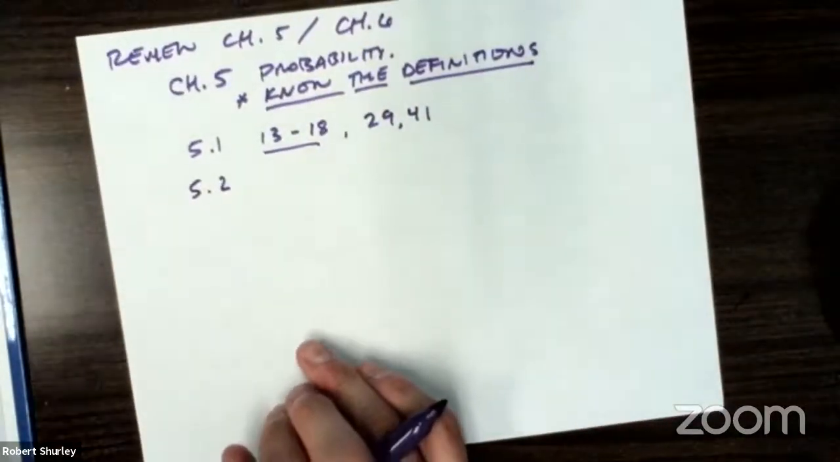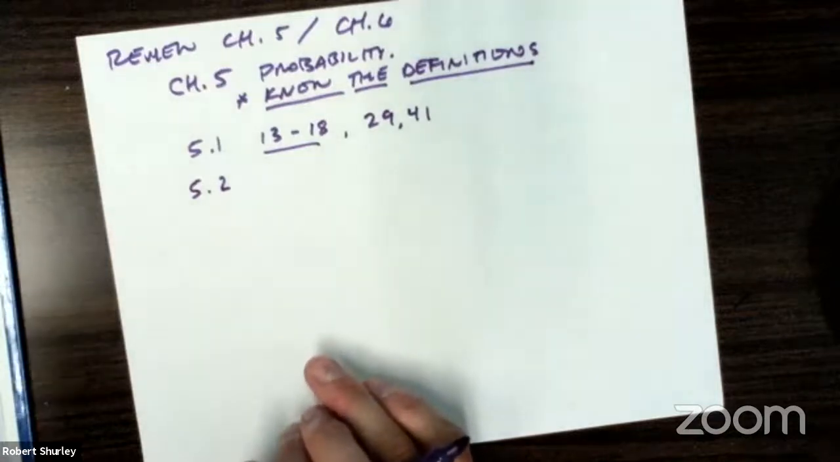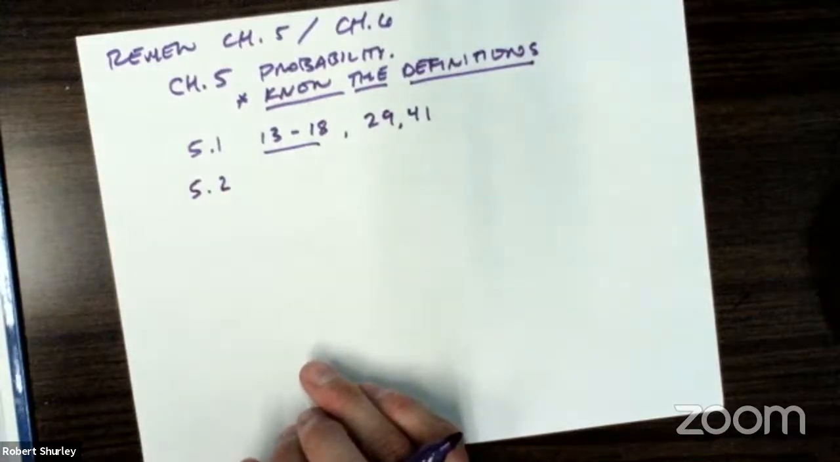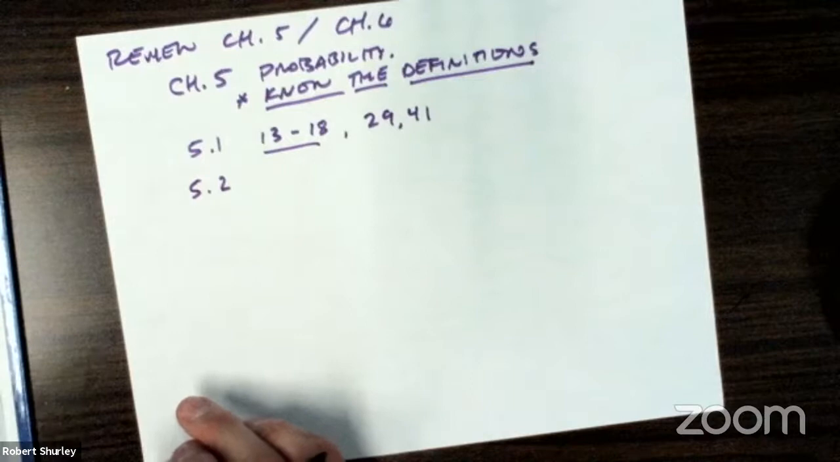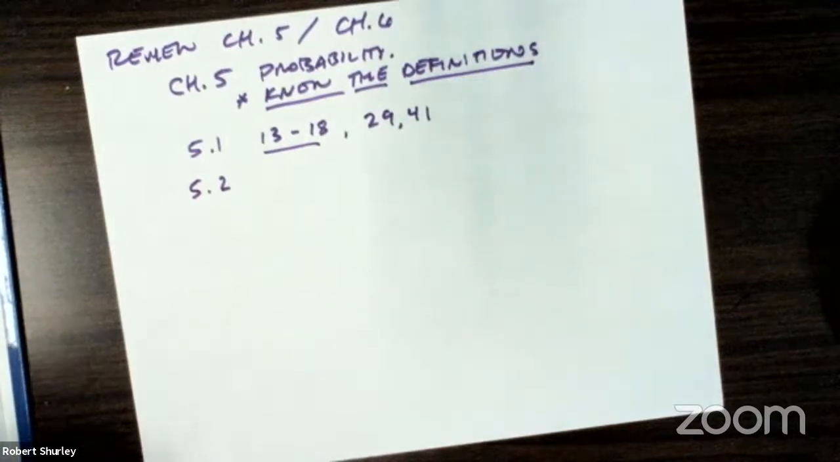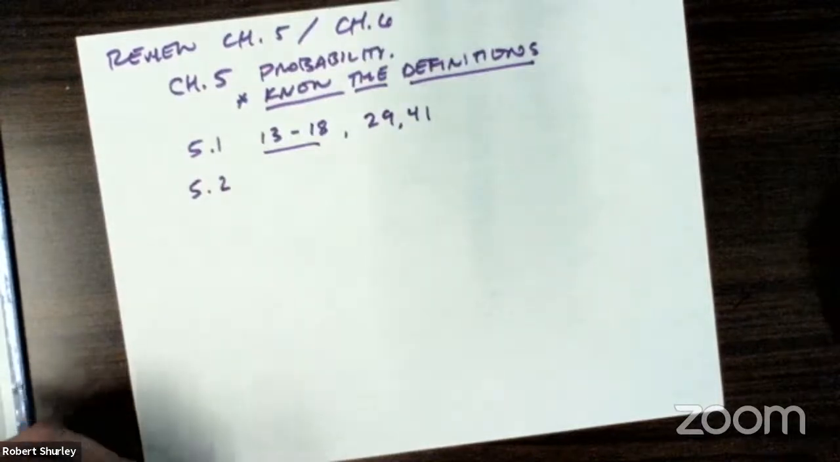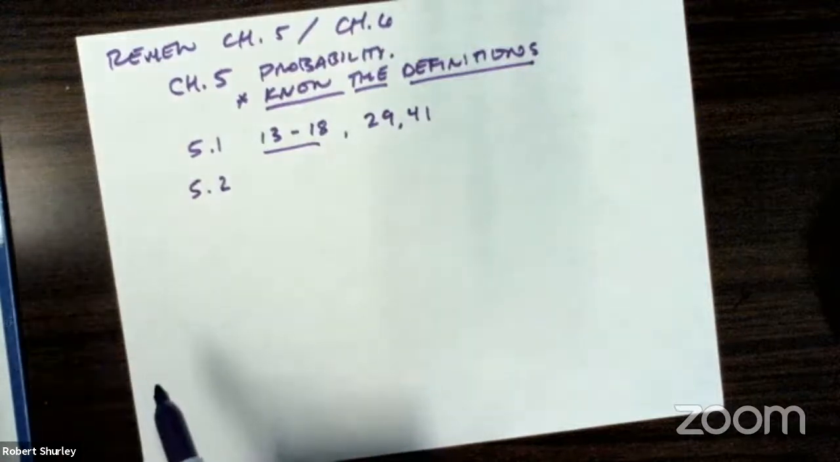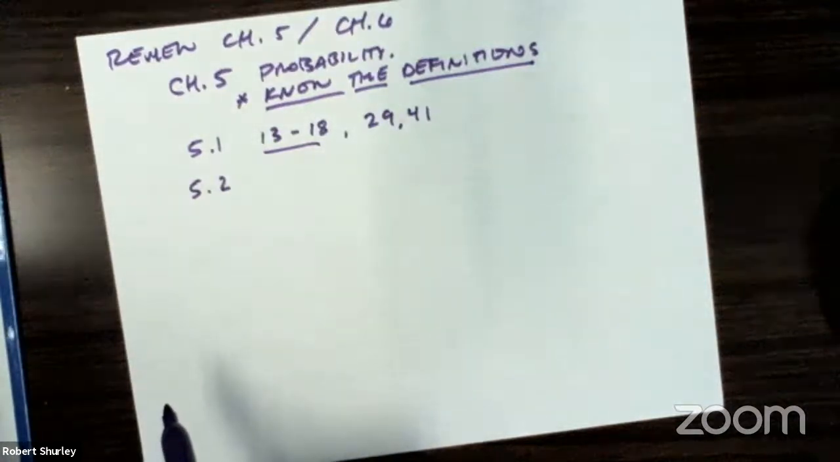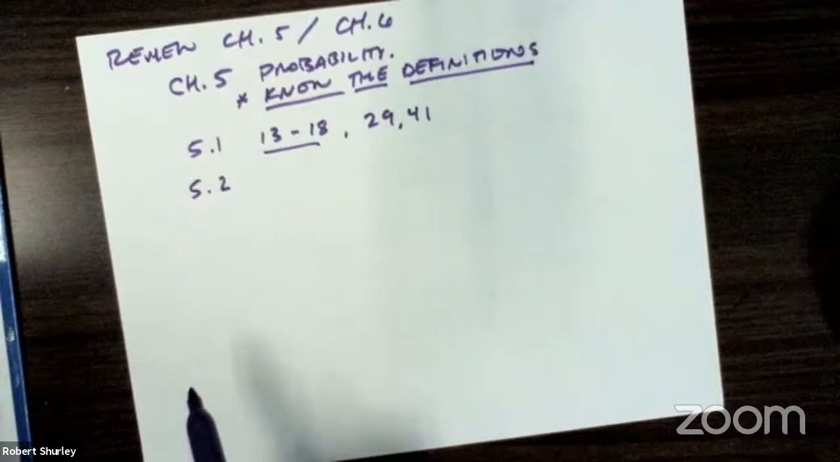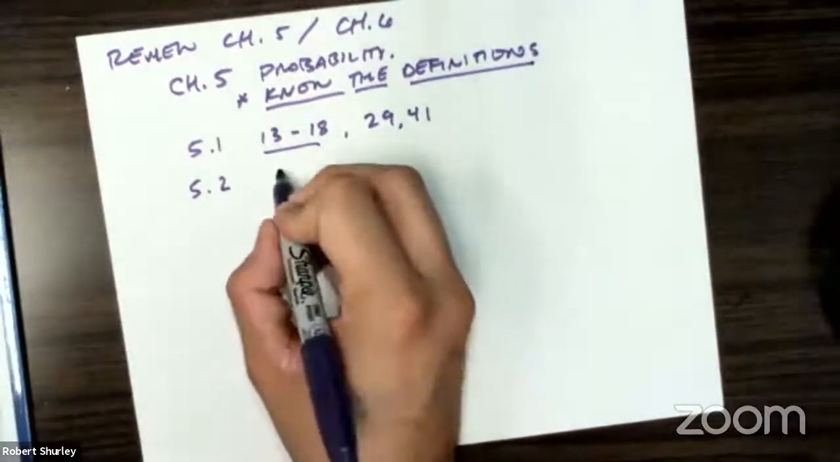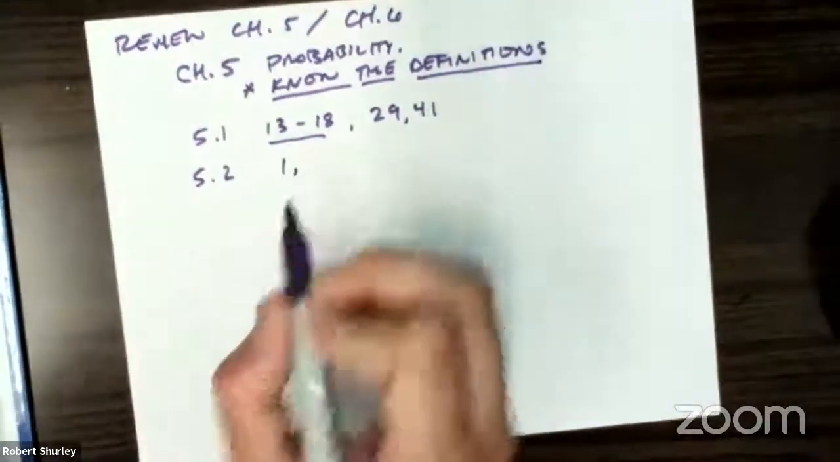So 5.2 brought in the addition rule and the complement rule. This is just adding and subtracting. The general addition rule, which is on page 218, you're going to need to know that. And for an example, I would look at number 1 on page 218.